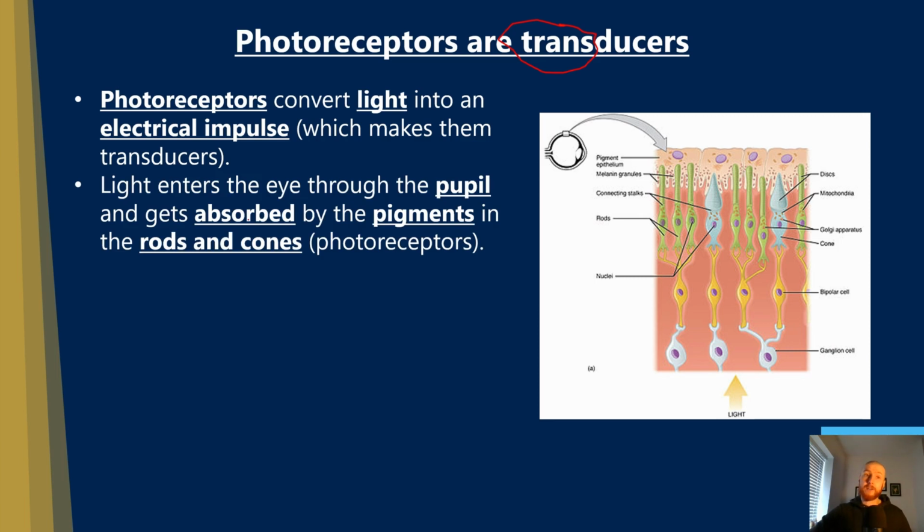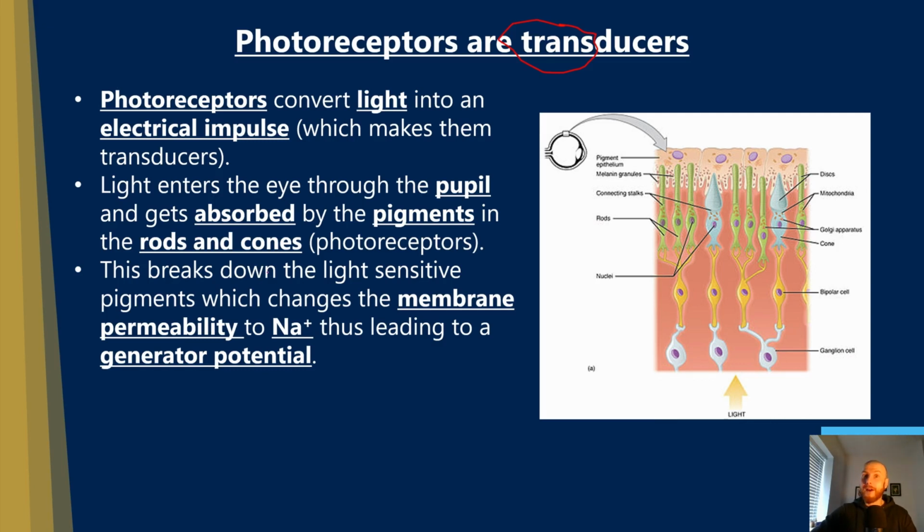And light enters the eye through the pupil and gets absorbed by the pigments in the rods and cones, which collectively we call photoreceptors. So right now you're using your rods and cones to watch this video and to do your revision. And well done for doing that, by the way.